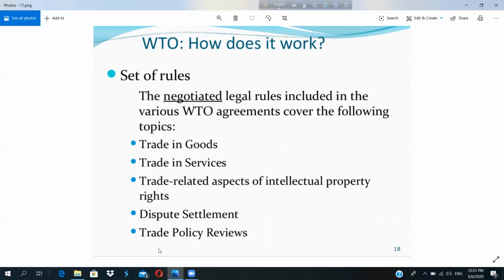WTO, how does it work? Okay, a set of rules. The negotiated legal rules included in the various WTO agreements cover the following topics. So the trade in goods, trade in services, trade-related aspects of intellectual property rights, dispute settlement, trade policy review. Those are the rules set by the WTO.